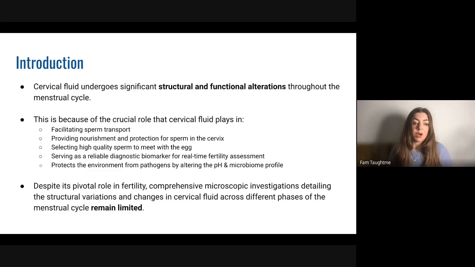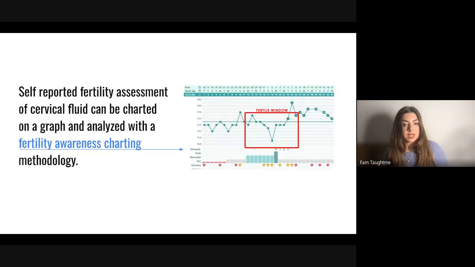And lastly, overall, it protects the environment of the uterus from pathogens by altering the pH and the profile of microbiome that is present. And despite its pivotal role in fertility, comprehensive microscopic investigations of the structural variations and changes in cervical fluid across the different phases remain very limited. So that's the first thing that I started to understand when I got into researching.